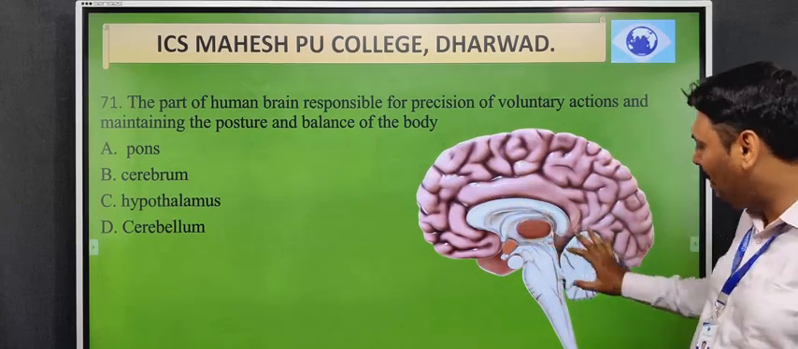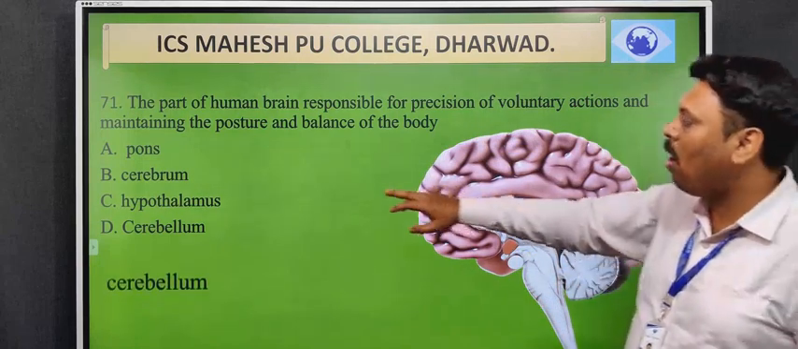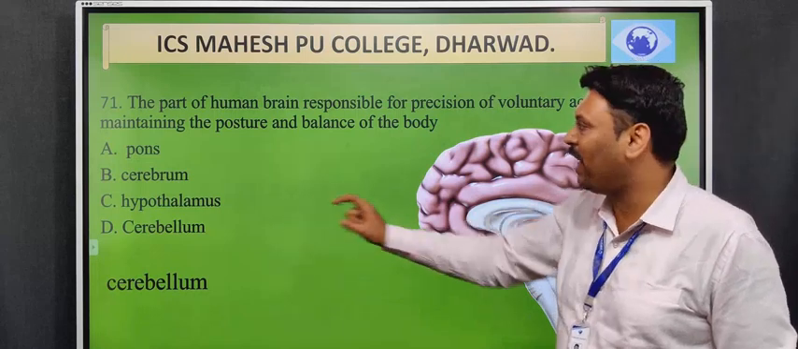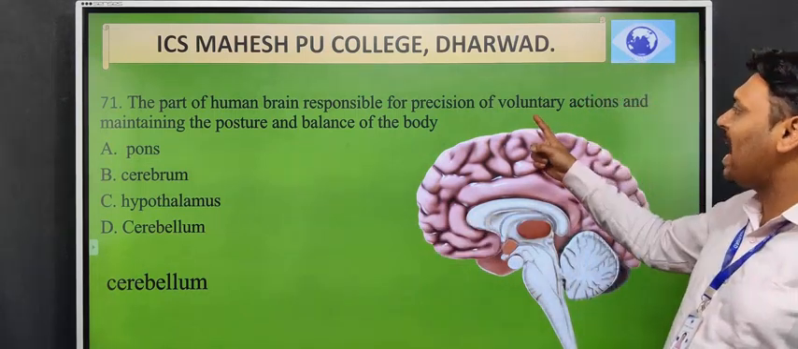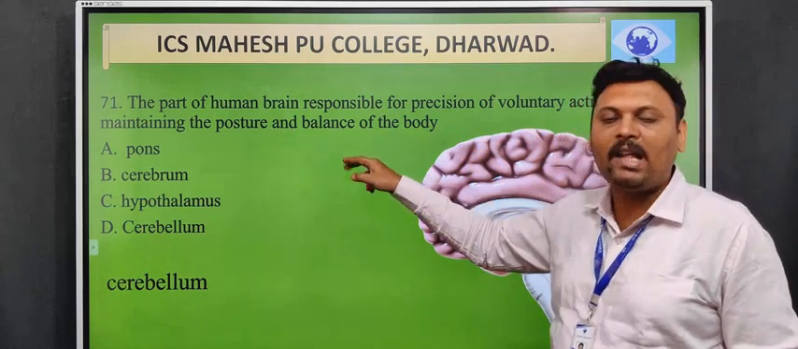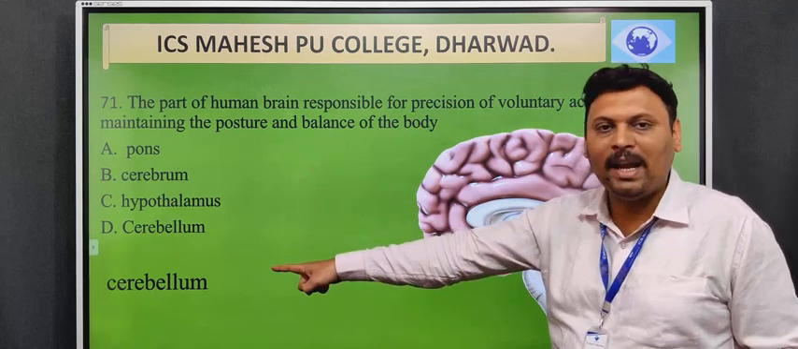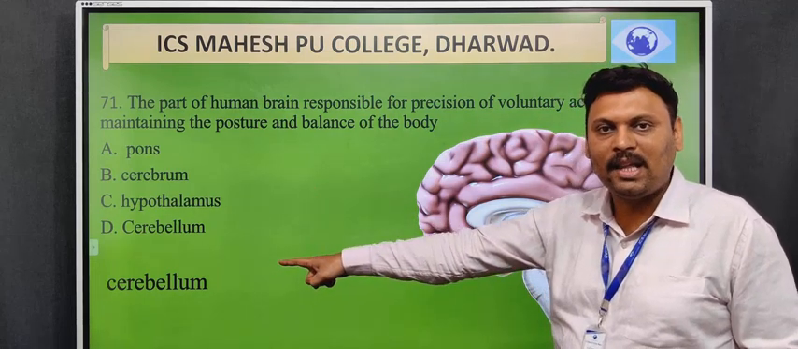Here the cerebellum is the area which is present at the back, which helps in maintaining all these different actions, such as voluntary action, precision, maintaining the posture and the balance of the body. So the right answer among all of them will be the cerebellum.